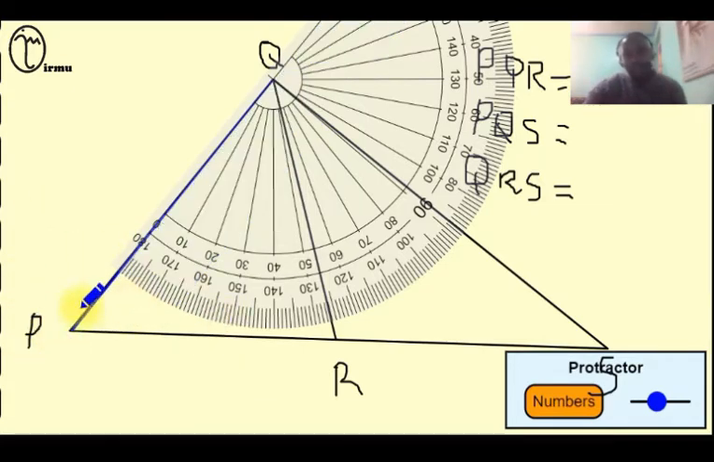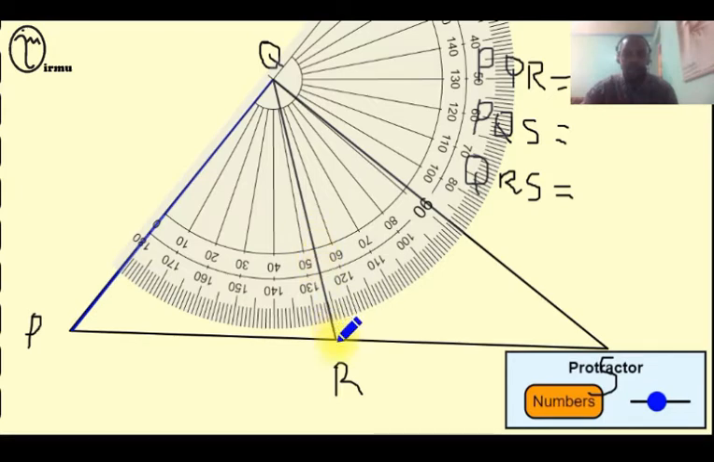With that baseline, you note that when we use line PQ as the baseline, we are going to use the inner scale. We have to grow from 0. We can't start measuring from 180. So we are going to grow from 0 until we meet the other line of that angle, and the other line is here, line QR.